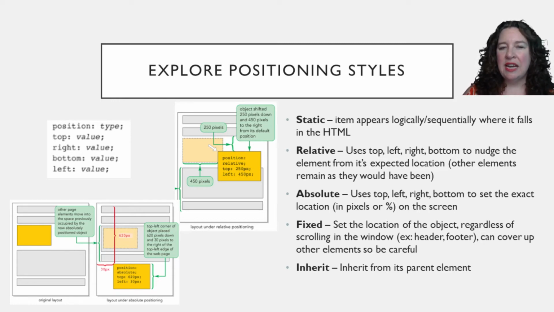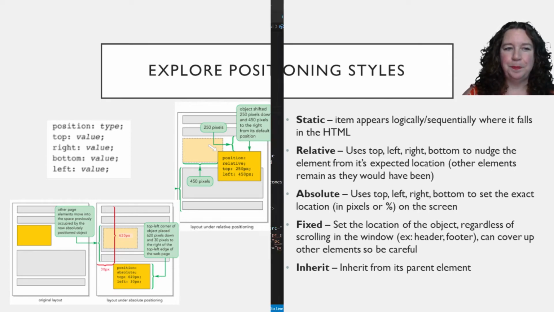The last is inheriting, and you always have to remember that your elements inherit their positioning from their parents. So if the parent has a fixed position, so does every child. If the parent is absolute, so is everything below it. You have to keep track of your positioning styles and make sure you understand them. These values, by the way, can be either pixels or percentages, and we can play around with both of those.